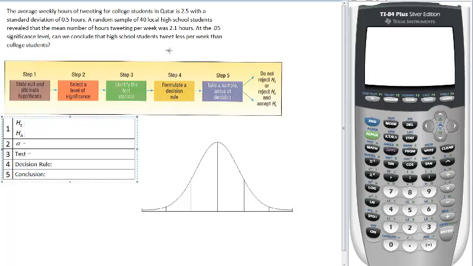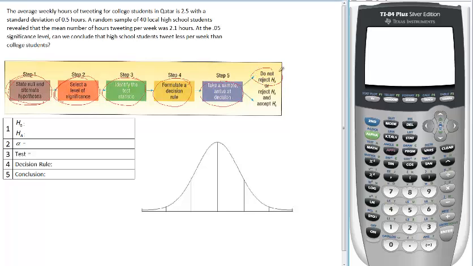Alright, so you'll notice I have here an image of the 5 steps that we normally use for hypothesis testing. Those 5 steps are: state the null and alternate hypothesis, select the level of significance, identify the test statistic, whether it's a z-test or a t-test or proportional test, formulate a decision rule, and then take a sample, arrive at a decision. And that decision is either one or the other.